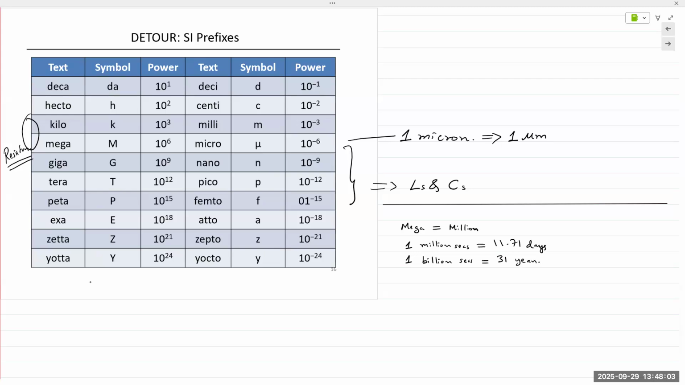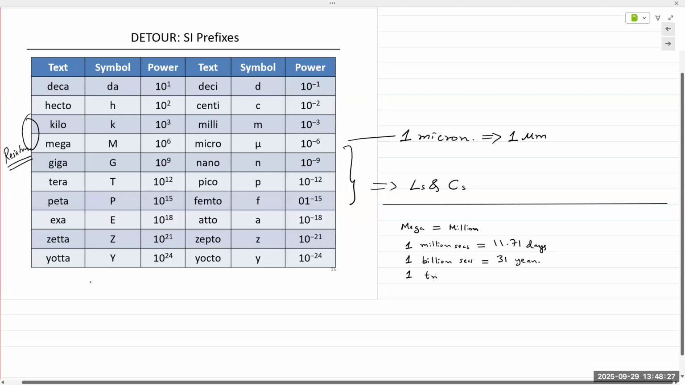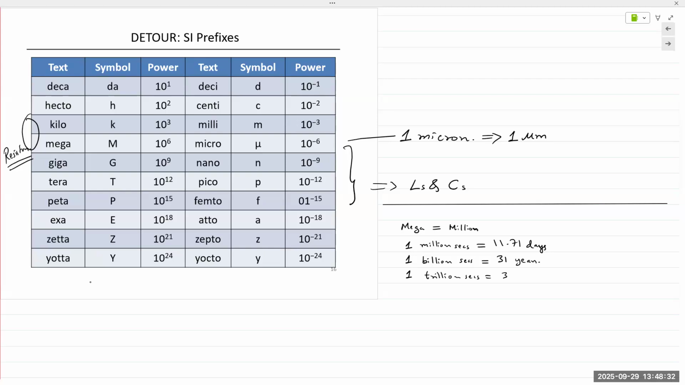So 1 million seconds, less than 12 days. If you're a millionaire with $1 million in cash and you spent $1 every second, you'd run out in less than 12 days, less than 2 weeks. A billionaire who spent $1 every single second would not run out for another 30 years. And a trillion, well, trillion is easy now. 31,000 years.